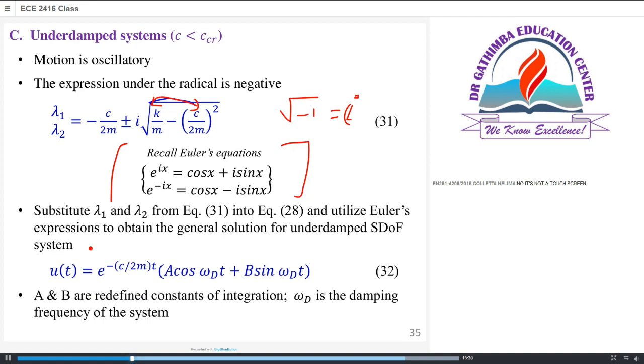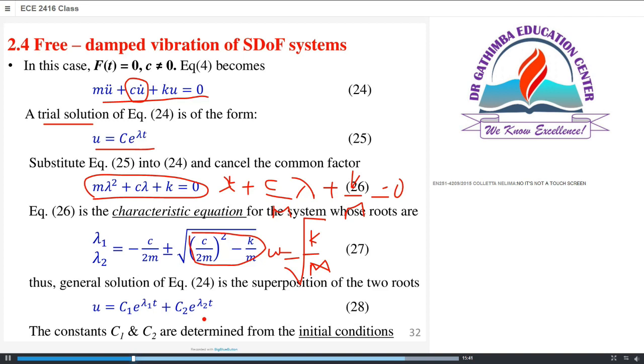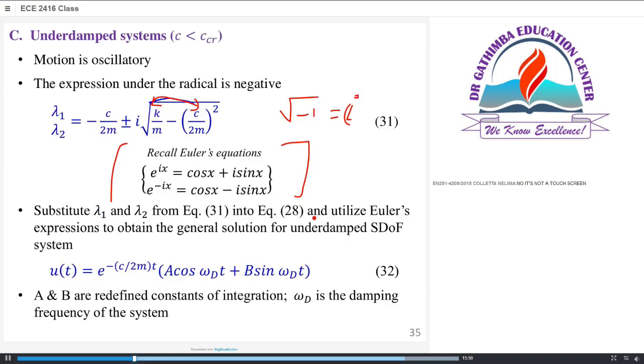So now we can substitute into our general solution, which we are calling equation 28, because this is the general solution of our equation for free damped vibration. So if we substitute that one into 28 and we utilize Euler's equation, we are going to get the general solution as this.